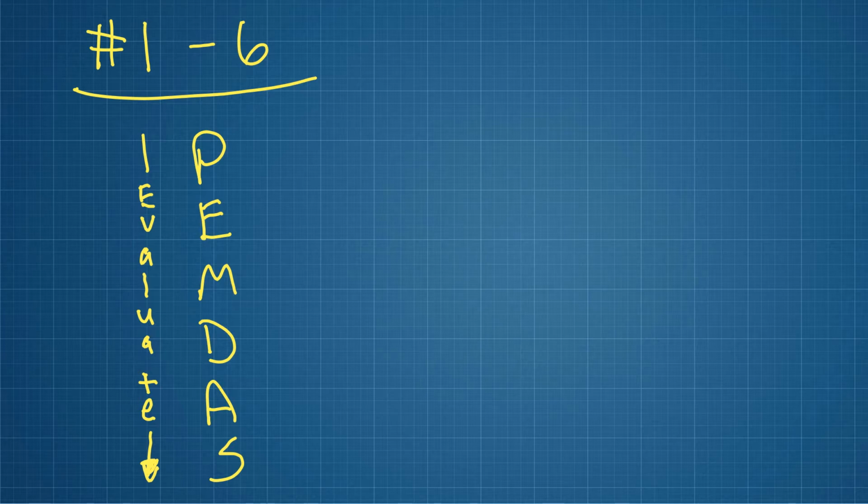Now, for numbers 1 through 6, you have to remember PEMDAS. You're going to follow the order of operations. Remember, when it says evaluate, you start at the top, you start at parentheses, then you do exponents, then multiplication and division, then addition, subtraction.